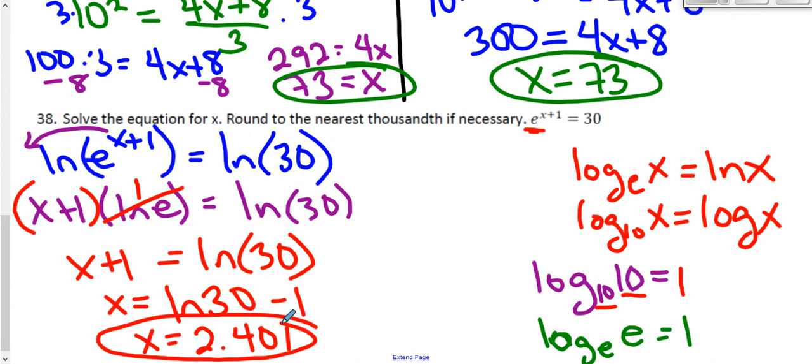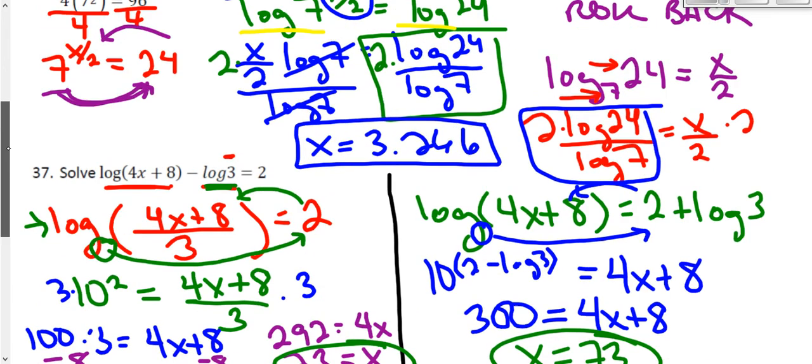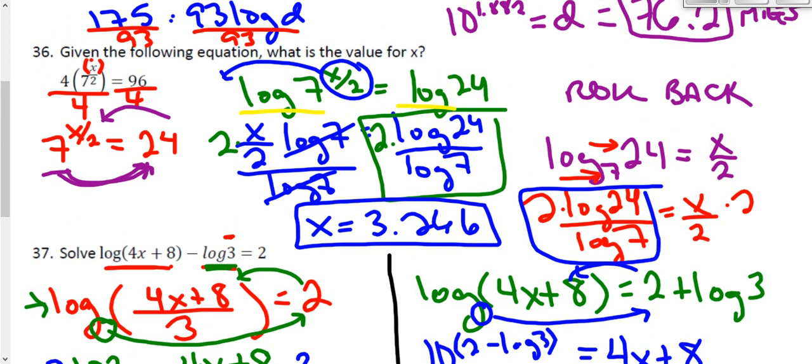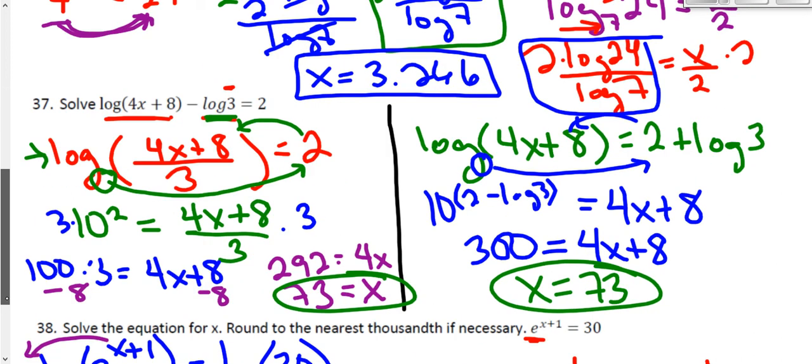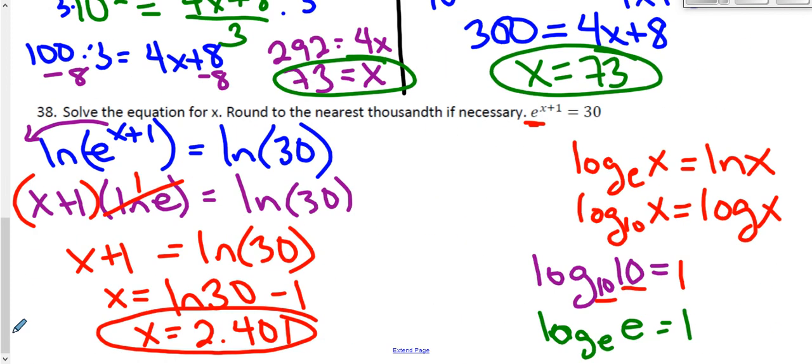The only difference between this and a log problem is if I have an exponential function with a base that's a number, I do log on both sides. If I have an exponential function with e as a base, I do ln on both sides. That's the only difference there. And if you can remember that one thing, you can deal with exponential functions with e as a base with no problem on the CFE.